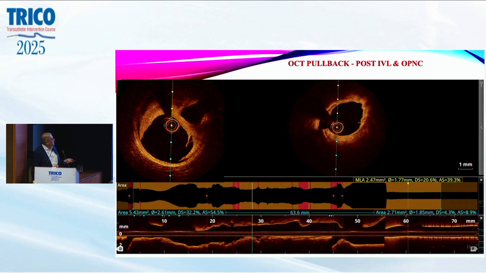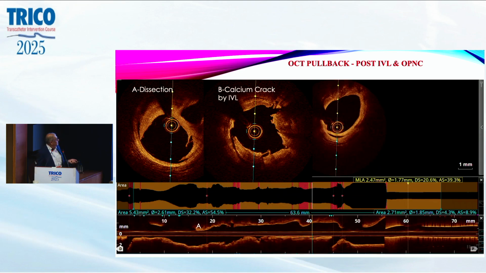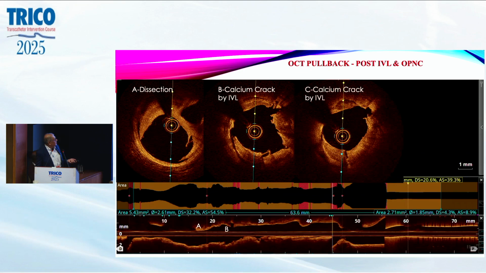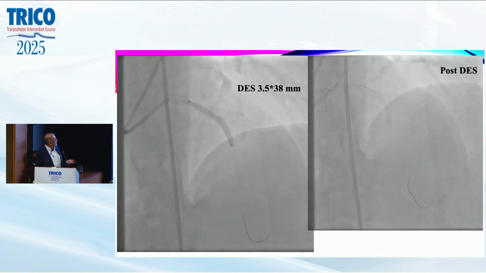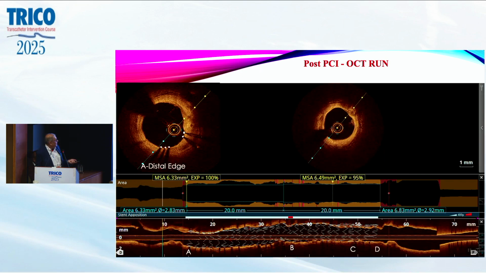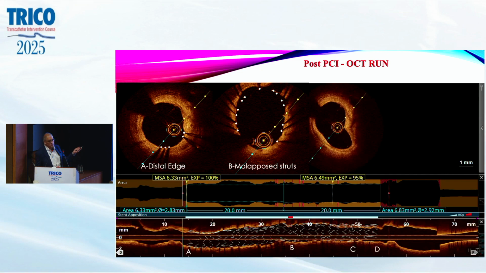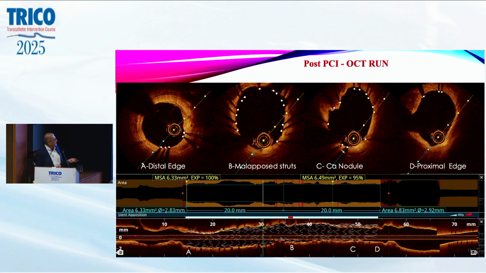What we find are some dissections and proper cracks in the calcium in multiple places. Even in the area of the nodule, there are quite large cracks. Then I went ahead and stented the lesion, and this is after the stent deployment. The distal edge is okay. There's some minor malapposition which I corrected, and even in the area of the nodule, the apposition is decent, and you have a good lumen gain and a good proximal edge.